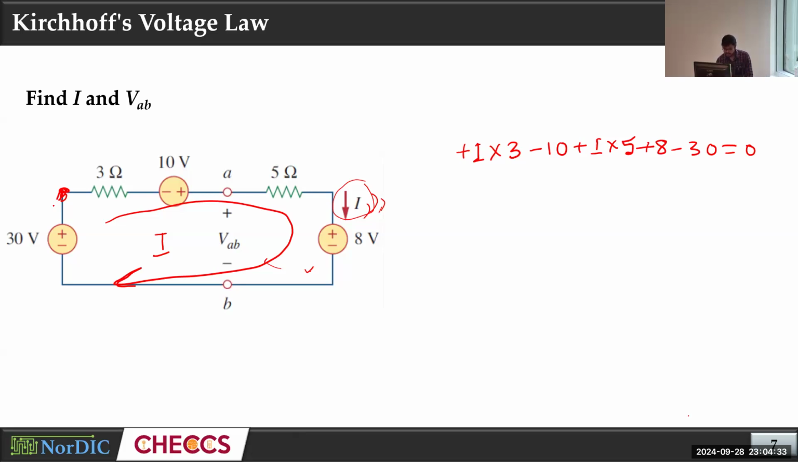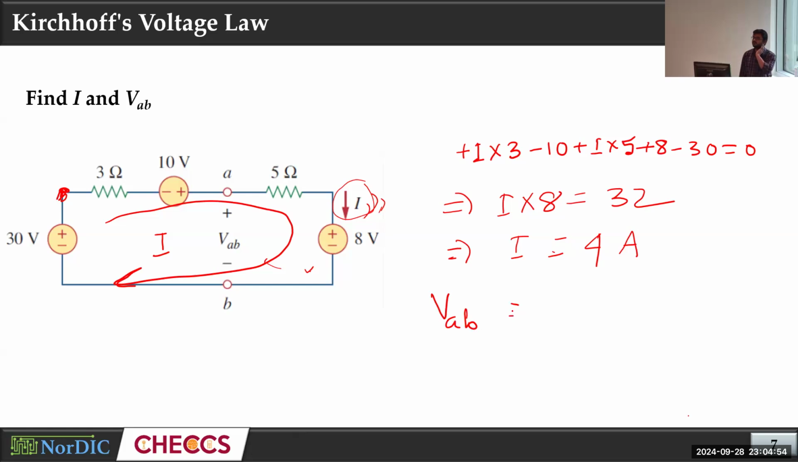Okay, so from this equation, it should be I times 8, and it should be minus 40 plus 8, 32 on the other side. So I is 4 ampere. Okay, so now calculate the value of VAB. That's your task.